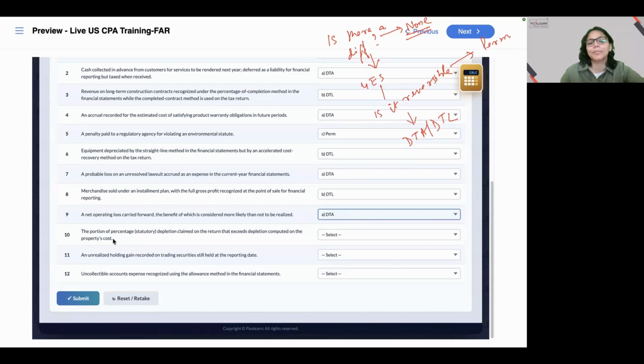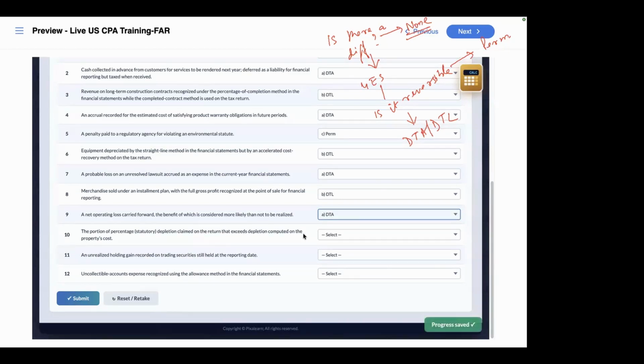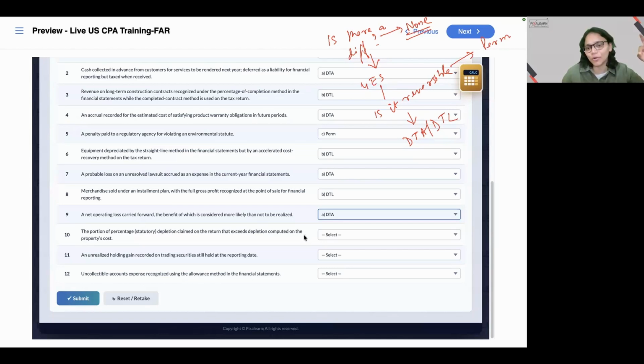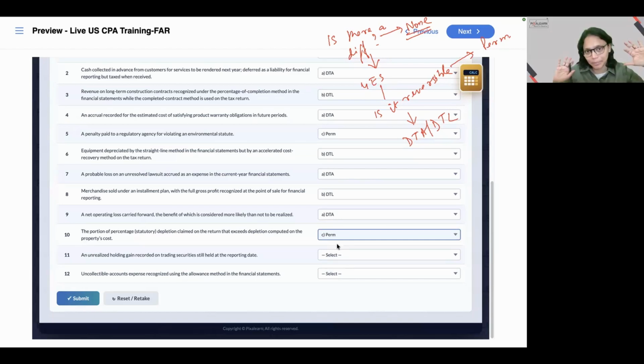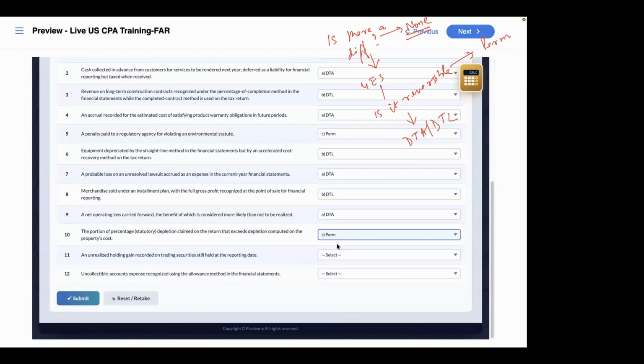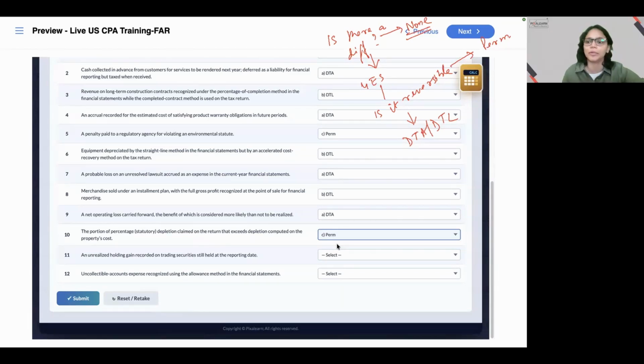Mitali. A portion of percentage or statutory depletion claimed on the return that exceeds depletion computed on the property's cost. What do you mean by that? So we can say tax income is lower as compared to the book income. Here I want you to understand that this is a permanent difference. The methods of accounting would be completely different, which will result in a permanent difference between how tax and accounting deal with depletion. Don't get too much into details, but understand that it will result in a permanent difference.